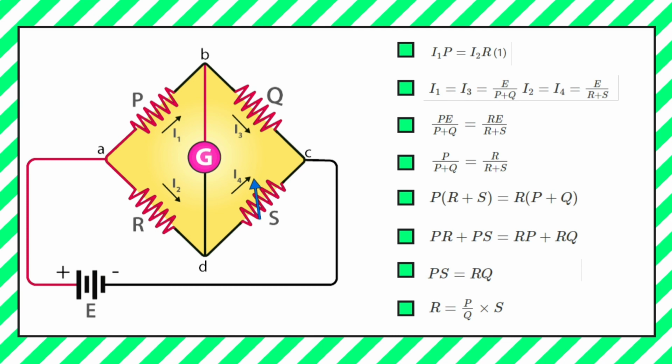Equation 2 shows the balanced condition of the bridge, while 3 determines the value of the unknown resistance. In the figure, R is the unknown resistance, and S is the standard arm of the bridge, and P and Q are the ratio arms of the bridge.